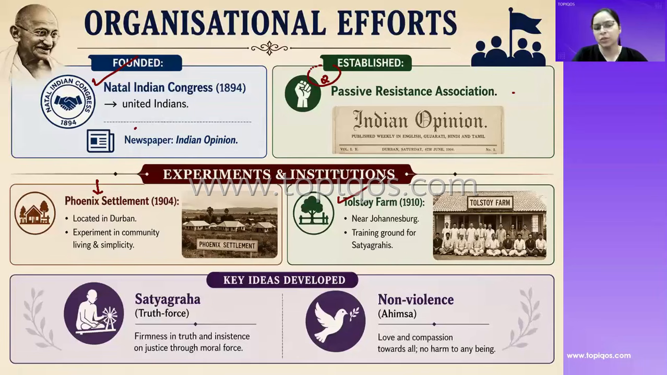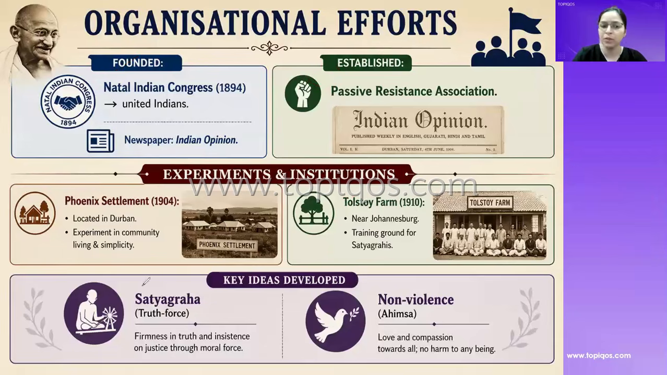Okay, so Gandhi was inspired by Leo Tolstoy, and when he read that book and understood the concept of community living and simple living, he established this Tolstoy farm near Johannesburg in South Africa, and here he trained his satyagrahis. Okay, now the idea of satyagraha Gandhi developed in South Africa itself.